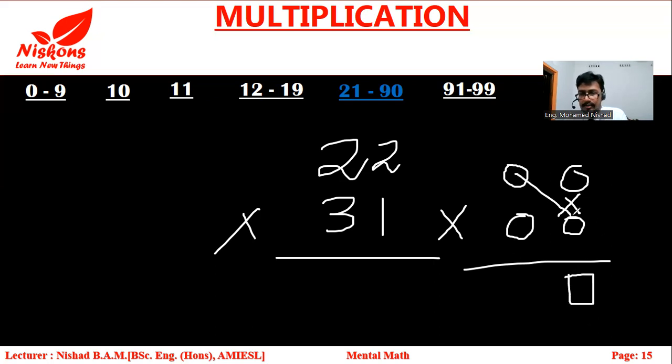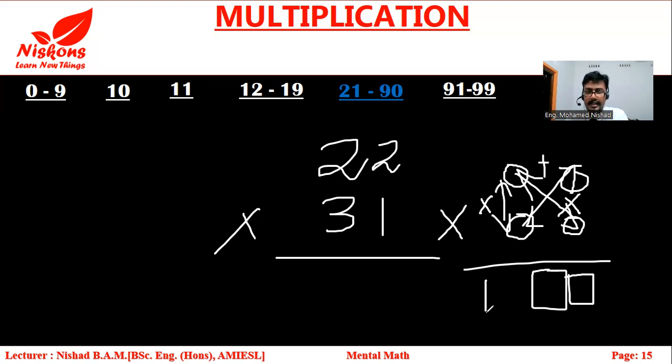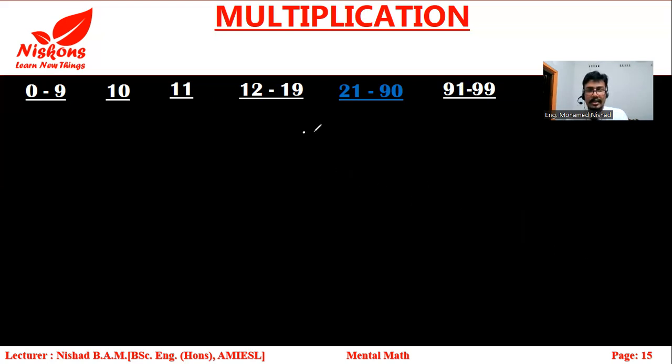And then after, we have to cross multiply this and this, and this and this, and then add them together. After adding that, the answer will come over here, the middle digit. After that, we have to multiply this and this, the first 2 numbers, and the answer will come over here. That is how we do that. So let me do that.